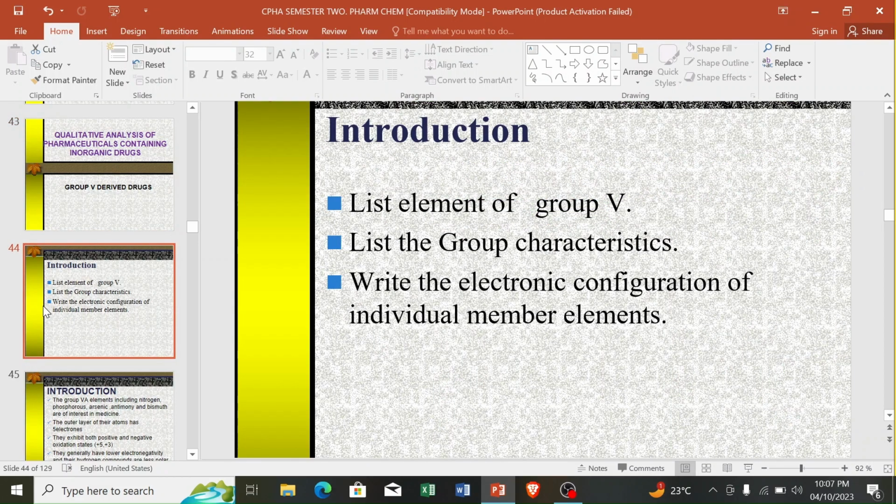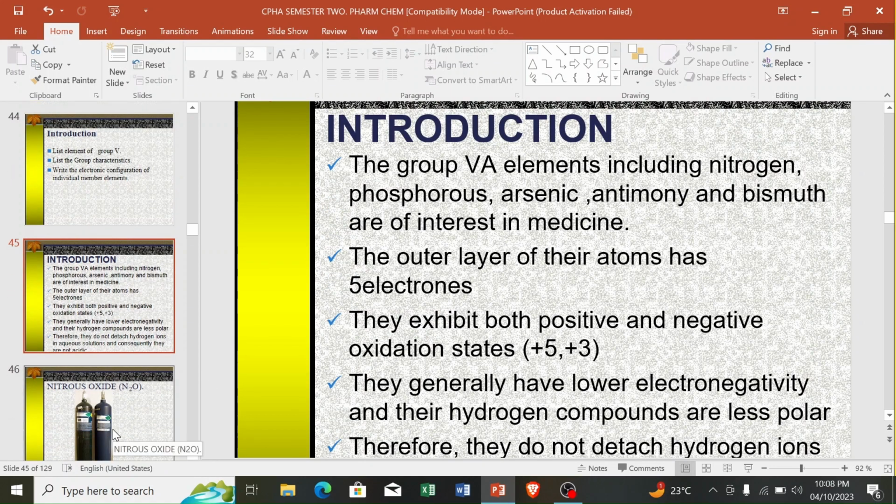Before we look at that, we are going to look at what is the goal for this specific session. So it takes us to the content of what we have to cover. List the elements of group 5. List the group characteristics, that is, what are the characteristics of those elements in the group, and then write the electronic configuration of individual elements of that specific group.